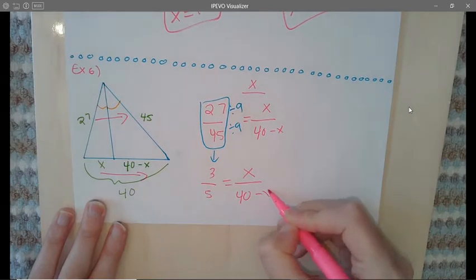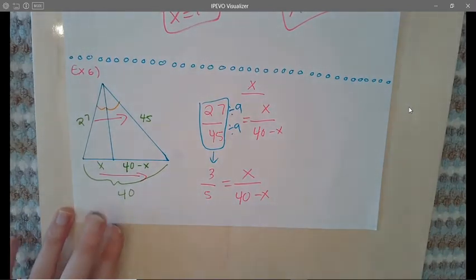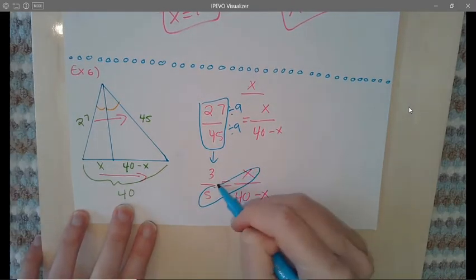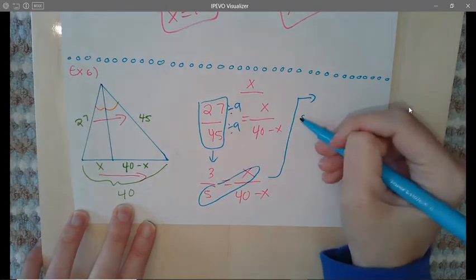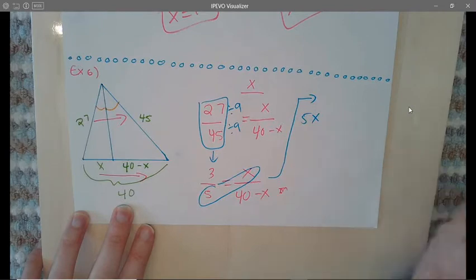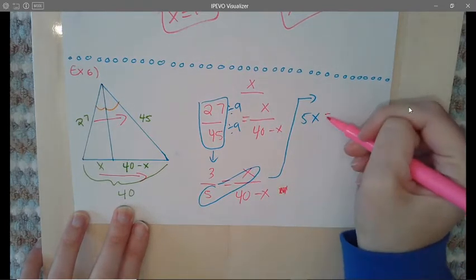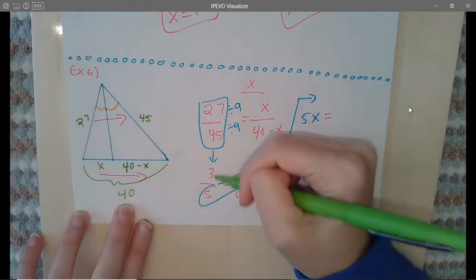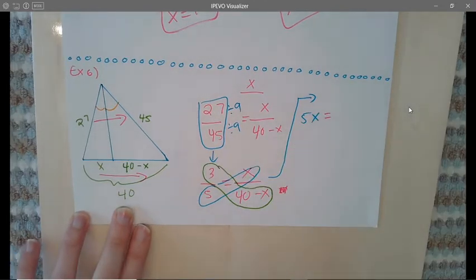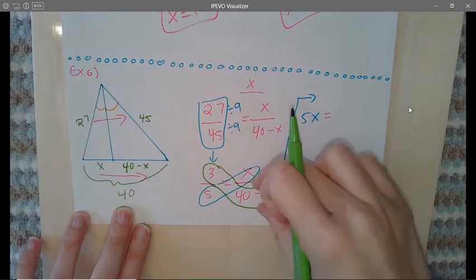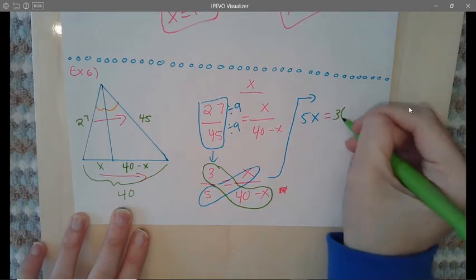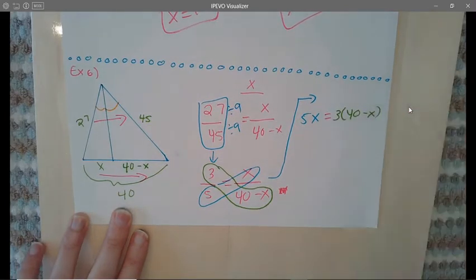All right, last time to cross multiply. When I do this, I'm going to go this way first. So 5 times x gives me 5x, and that will equal 3 times 40 minus x. And when I do this, 3 is multiplying this whole thing, so I'm going to put it in parentheses. So 3 times (40 minus x).